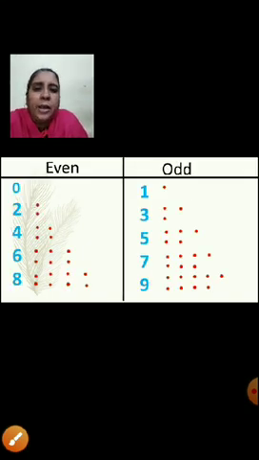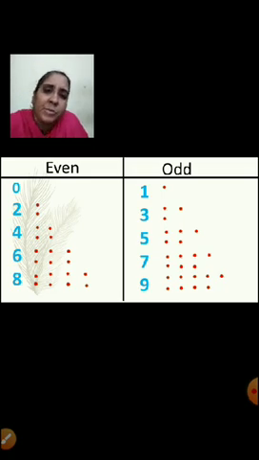Now here I have written even and odd numbers, like 0, 2, 4, 6, 8. These are called even numbers. These numbers come in table of 2. And odd numbers like 1, 3, 5, 7, 9. These numbers do not come in table of 2. So these are called odd numbers.